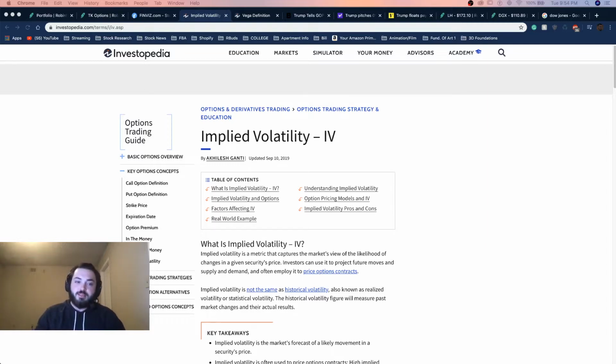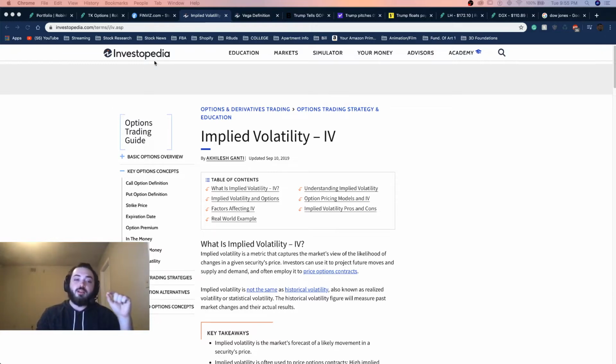What this means is as implied volatility goes up, we become uncertain of where the market is heading. We don't know if it's going to continue to go down. We don't know if it's going to continue to go up. We don't know if it's going to go sideways for the rest of the year. Nobody knows. And that's why implied volatility goes up, because the securities become more expensive to obtain, which would include the options, and we become uncertain.